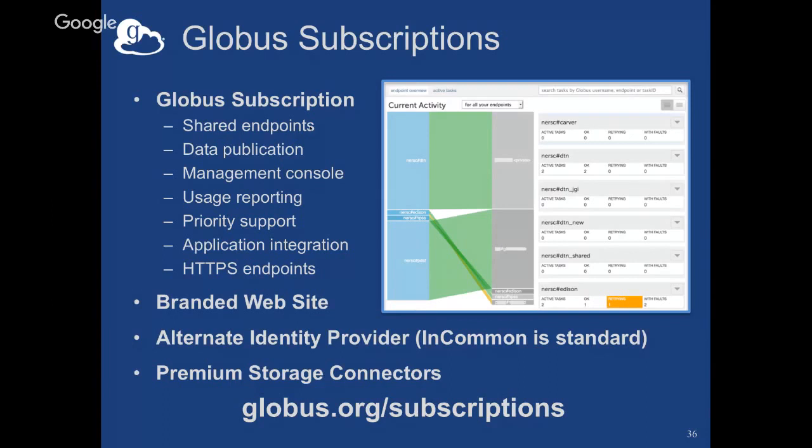That basically allows you to add all this capability to your endpoints. This is intended for campuses, campus research computing centers, facilities, things like that. So, basic subscription with most of the functionality, and then some advanced capabilities like branded websites, so we can skin Globus for you, make it look like your site, plug in your own identity providers in common standard, but if you have more customized ones, you can do that. Premium storage connectors, right? If you want to connect to these more exotic systems, that's all part of the subscriptions.